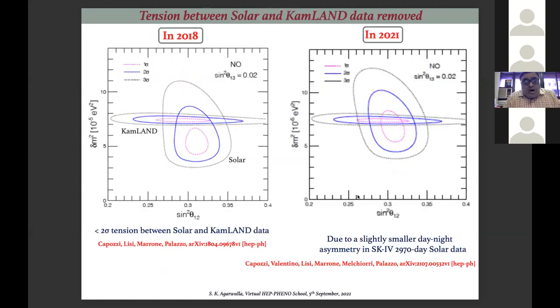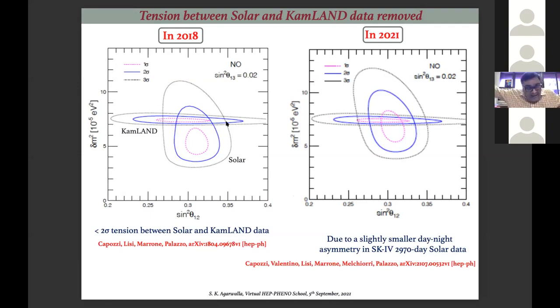One most fascinating thing that has happened in the last 1.5 years, in 2018, I already mentioned that we measured the value of theta 1, 2 and solar mass square difference from solar oscillation data and the reactor experiment KamLAND. Now, what is this plot, by the way? This is a plot made by these people in 2018. And you see what is the 1 sigma, 2 sigma, 3 sigma allowed range by the KamLAND reactor experiment. KamLAND is a dedicated short baseline reactor experiment.